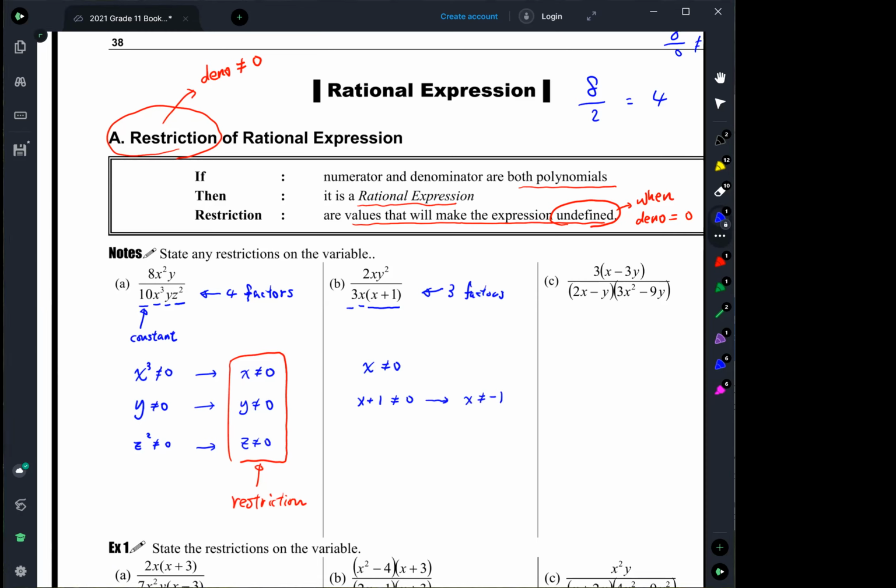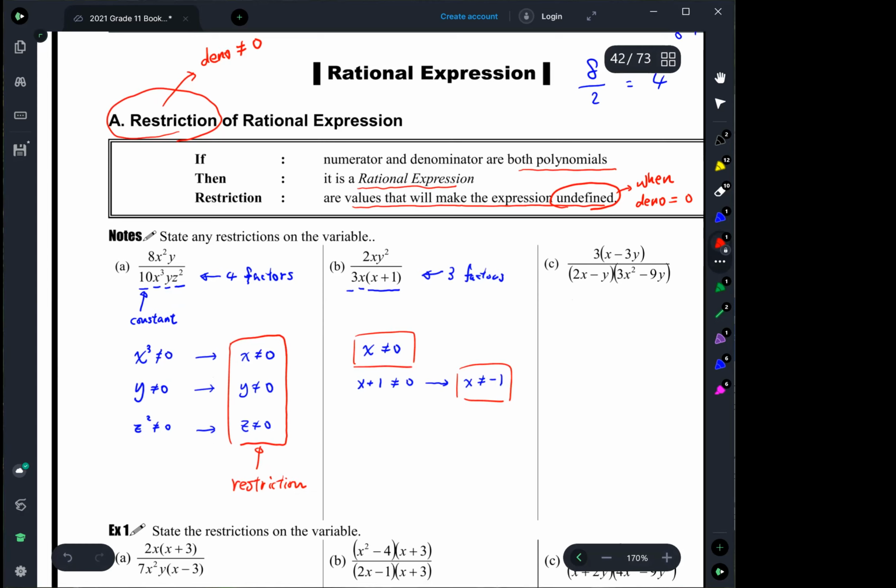Because if x is -1, it will make the bracket become 0. And if the bracket is 0, the whole denominator, when they multiply, will also become 0. So our restrictions are this one and this one. Does anyone have questions so far? You need to know how to tell how many factors there are, and then you look at each factor separately.